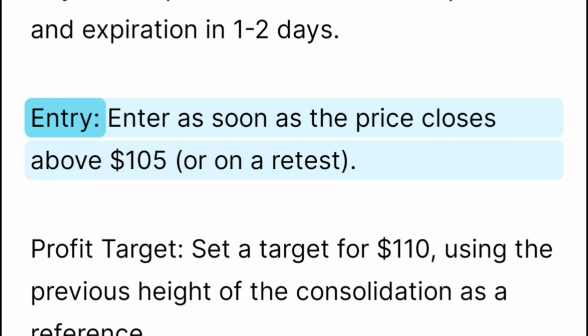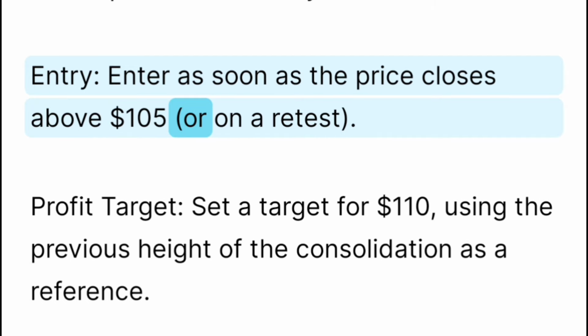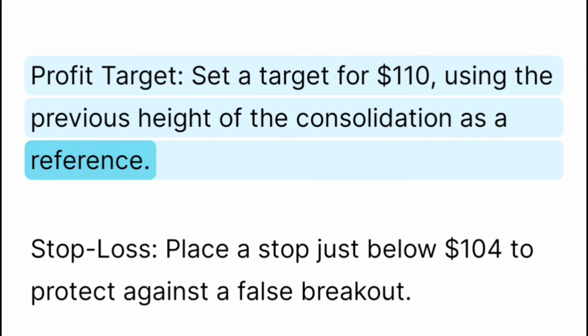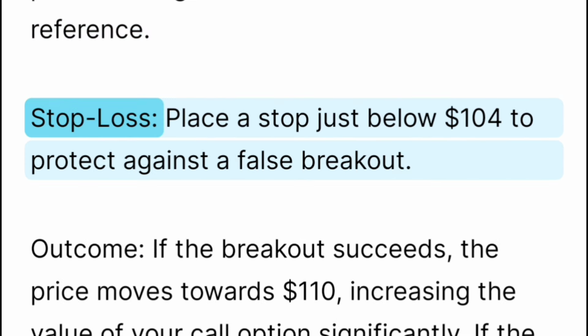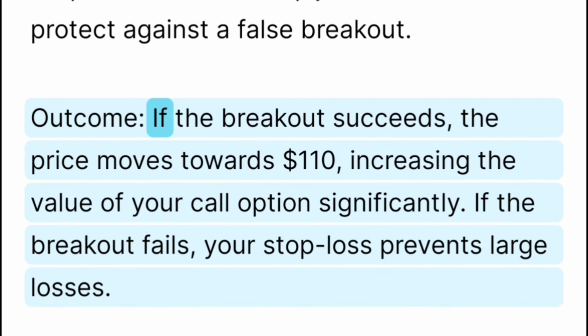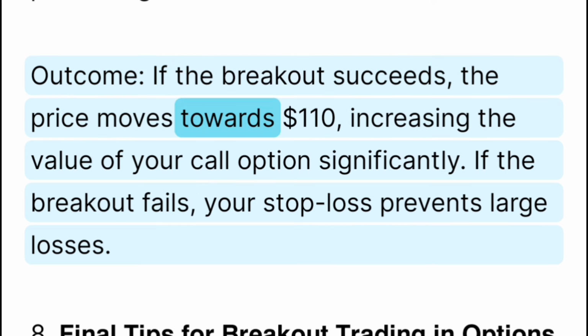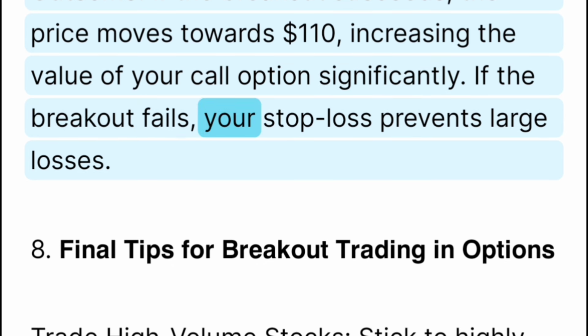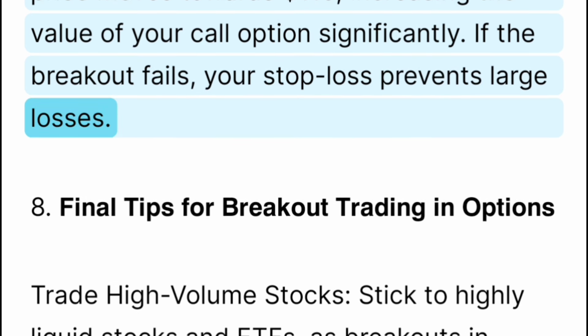Entry. Enter as soon as the price closes above $105 or on a retest. Profit target. Set a target for $110 using the previous height of the consolidation as a reference. Stop loss. Place a stop just below $104 to protect against a false breakout. Outcome: if the breakout succeeds, the price moves towards $110, increasing the value of your call option significantly. If the breakout fails, your stop loss prevents large losses.